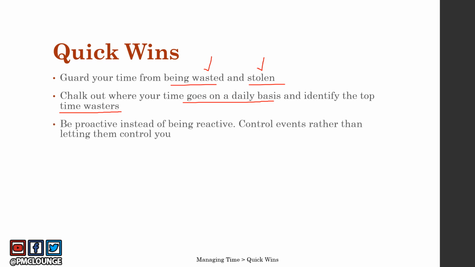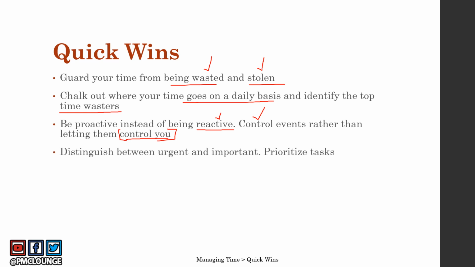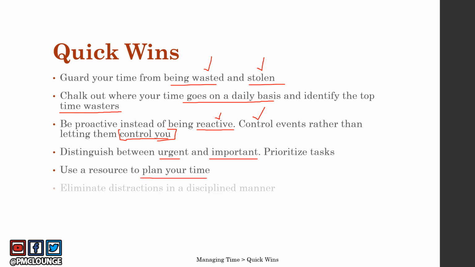You need to be proactive instead of being reactive. When you answer your emails the first thing in the morning, you are being reactive rather than being proactive. Control events rather than letting them control you. Like I said, when you answer emails the first thing in the morning, you are letting events control you rather than you controlling them. Distinguish between urgent and important. Make use of the Eisenhower matrix that we talked about. You can prioritize tasks. You can use a resource to plan your time, apps, to-do list, right? You can make use of them.